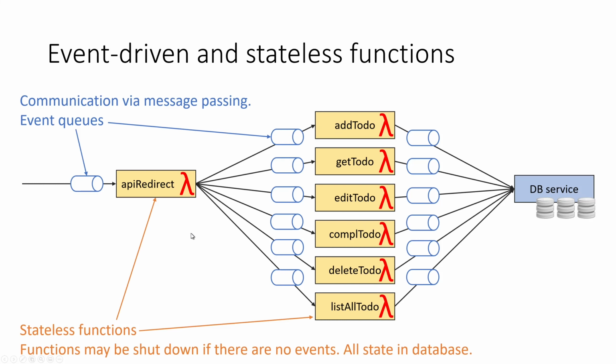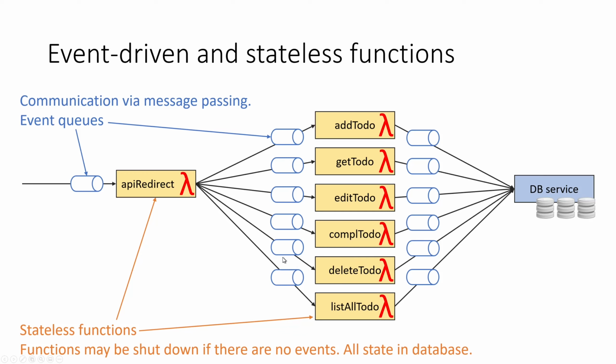Another important property is that these functions we write must be stateless. They can't have any state in memory because the cloud provider might decide to shut down our functions at any point in time. For example, let's say no one is deleting their to-dos. Everyone is marking their to-dos as completed or editing them.